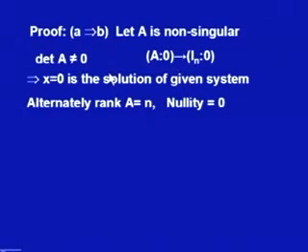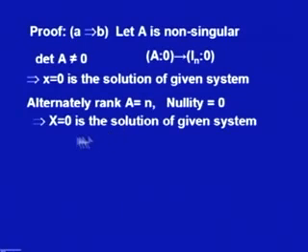This is one way of proving this. Another way may be that rank A = n. If determinant A is not 0, then we know rank A = n, and accordingly nullity will be 0, and if nullity is equal to 0, then the system Ax = 0 has the trivial solution x = 0. So, we have proved that x = 0 is the solution of given system when A is non-singular. So, this is the first part.